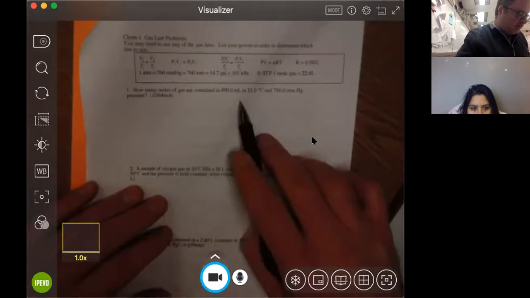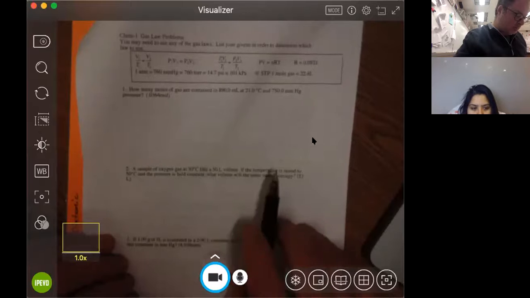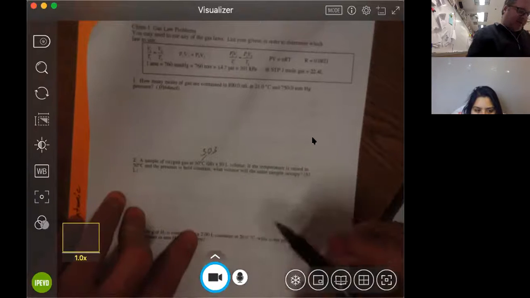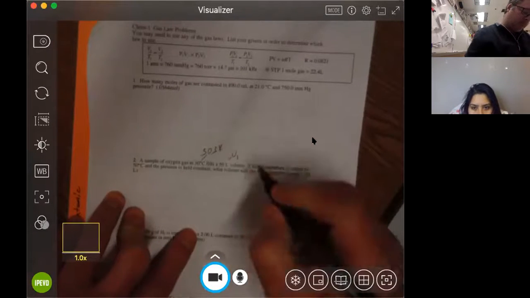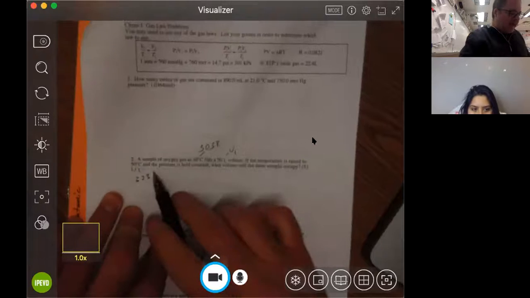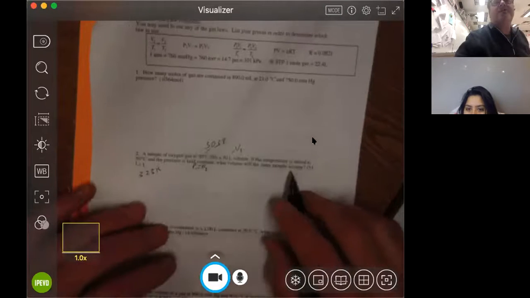So gas problems, you may need to use any of these. This one says moles, so that's next week's topic, so we don't want to do that one. This one right here will work. It says a sample of oxygen is at 30 degrees Celsius, 273 plus 30, the answer is 303. It fills a volume of 50 liters. If the temperature is raised to 50 degrees Celsius, 273 plus 50, the answer is 323, and the pressure is held constant, that means we don't need to deal with pressure because P1 equals P2. What volume will the same sample occupy?